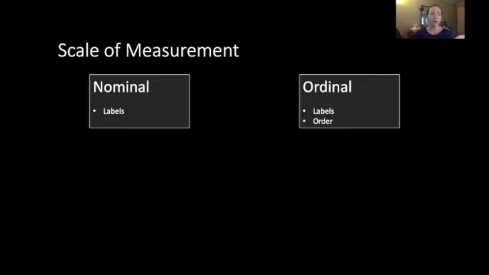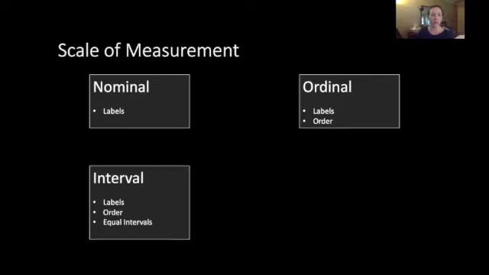To find out how far apart two numbers are, we would need to look at interval data. Those are data that have labels. They're also in order, but they have equal intervals. That means that every number on the scale has an equal distance between the ones on either side of it. And so this would be the kind of data that you could do mathematical operations with.